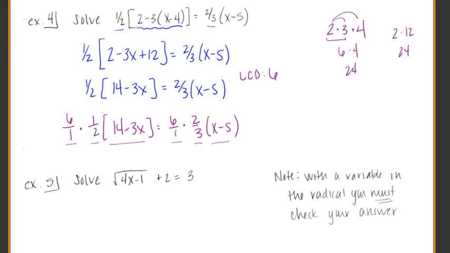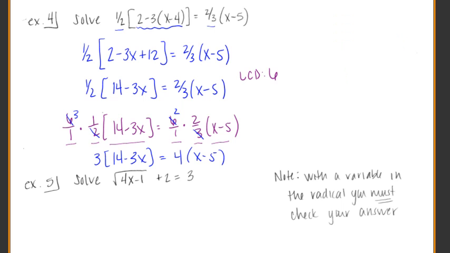When I go 6/1 times 1/2, basically the 2 and the 6 is 3. So what I have is 3 times 14 minus 3x. Over here on the right, 3 into 6 is 2. So 2 times 2 is 4. And then the x minus 5. Okay? And that's what we're working with now. So 3 times 14. Now we can finally distribute among the third product part. So 3 times 14 is 42.